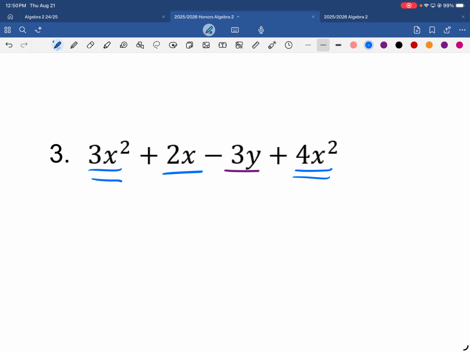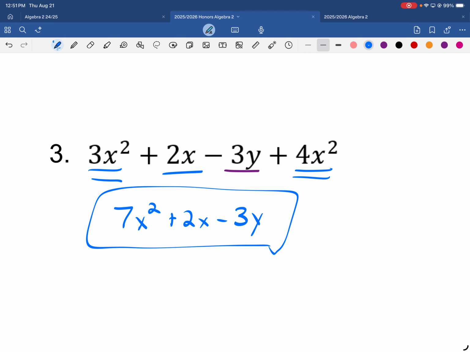So 3 plus 4 is 7. So this is 7x squared. The base, which is your variable, remains the same. The exponent remains the same. You just add the numbers or the constants. We don't have anything to connect with the 2x, so we just bring the 2x along for the ride. We bring the negative 3y along for the ride. There's your solution, and you're done. You've combined the like terms.